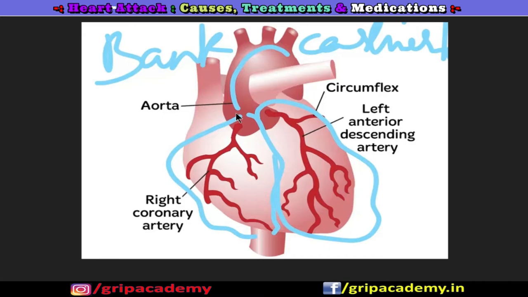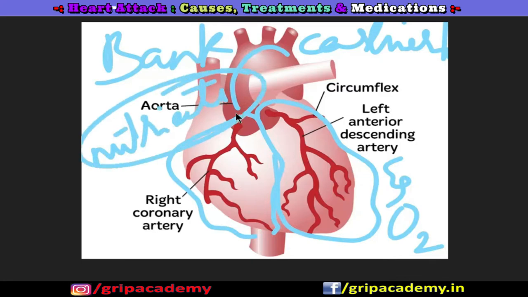Heart is also a muscular organ. So for its muscles to function properly, it needs oxygen and nutrients. How will this be supplied? This will be supplied through these coronary arteries.